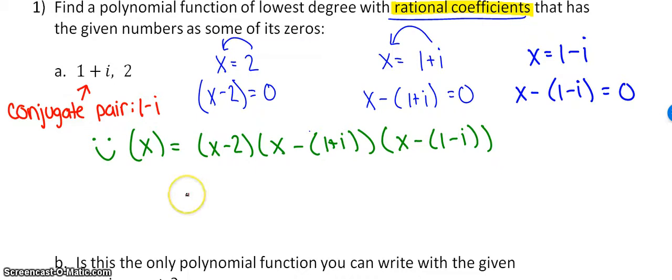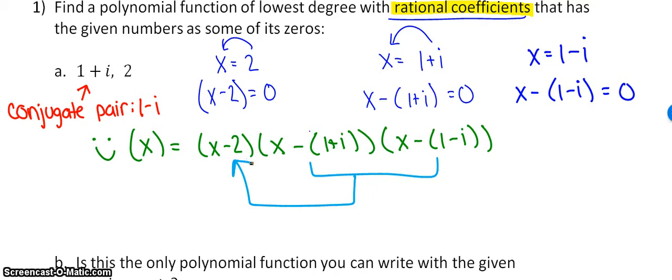Okay, in order to get this in standard form, I want to multiply all of this out, so I'm going to pause the video and do that. I want you to do this on your own. My advice would be to start by multiplying these two together, get an answer, and then multiply it with this x minus 2.